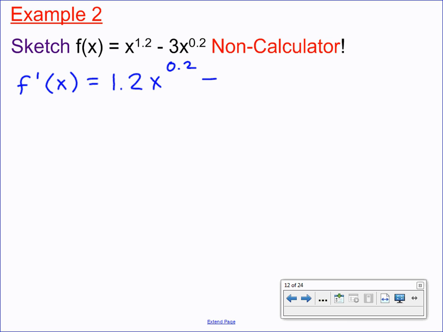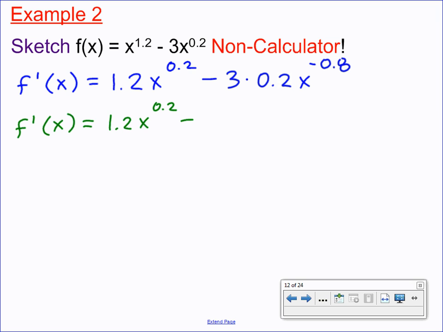Minus 3 times the current exponent, 0.2, so 0.2 times x to the 1 less than 0.2. What would be 1 less than 0.2? Negative 0.8. Okay. I'm going to go ahead and do a rewrite. So f prime of x equals 1.2x to the 0.2 minus 3 times 0.2 would be 0.6, is that right? x to the negative 0.8.